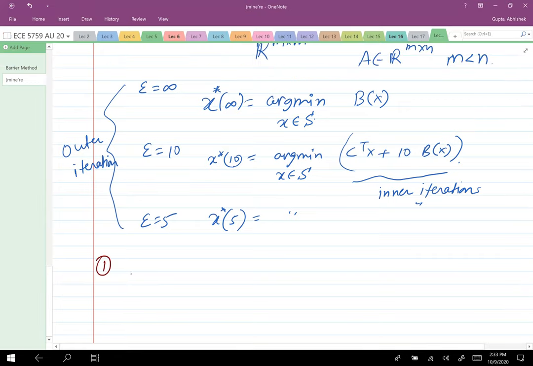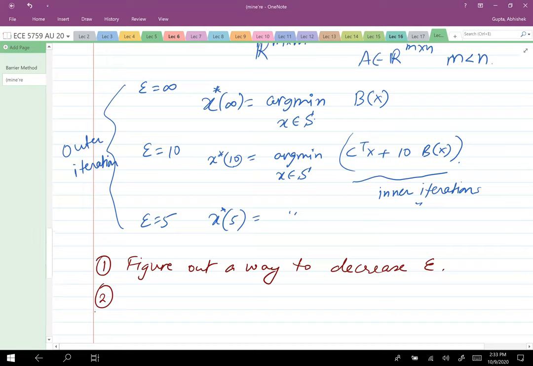So first we probably need to figure out a way to decrease epsilon, because you have to pick epsilon at every point of time. So if we can have a careful algorithm to decrease epsilon, we can potentially converge faster to the optimal solution. What else can we do? Any other thoughts? So you've talked about outer iteration, how to simplify or how to manage outer iteration, which is by identifying a more intelligent way of decreasing epsilon.